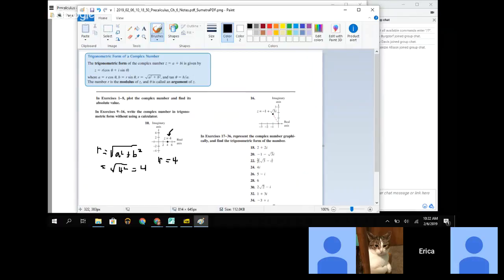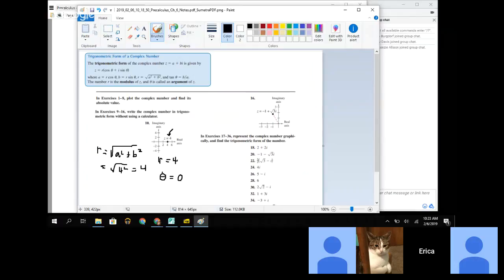Now let's look at our theta, our angle. Again, you might want to bring out your unit circle for this. The theta represents the angle at which your complex number is from 0. In this particular case, it's super easy because we have basically no angle. Our theta equals 0 degrees. It's not going anywhere.